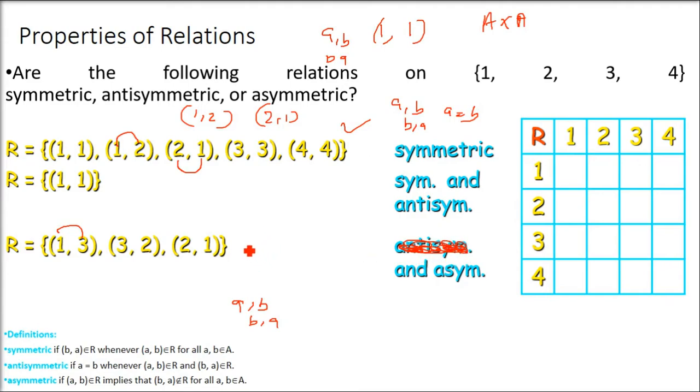Okay. Now, you can also say that since (1,1), (2,2), (3,3) are not there, it is antisymmetric. You can also say that. But how about asymmetric? (A,B) is there, (B,A) is not there. (1,3) is there, (3,1) is not there; (3,2) is there, (2,3) is not there; (2,1) is there, (1,2) is not there. So it is asymmetric.